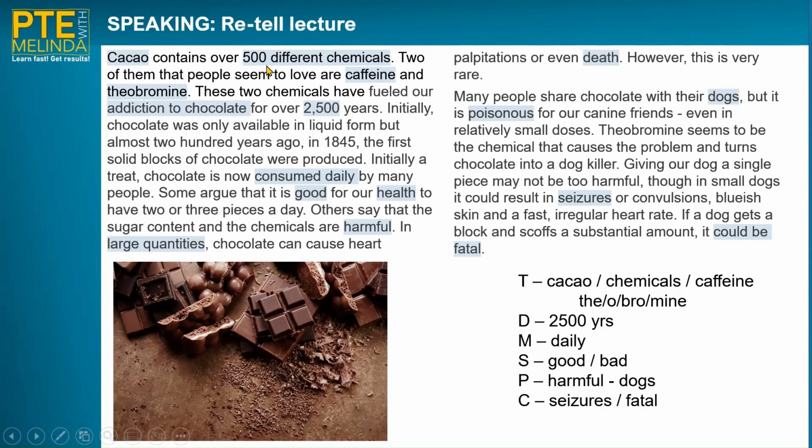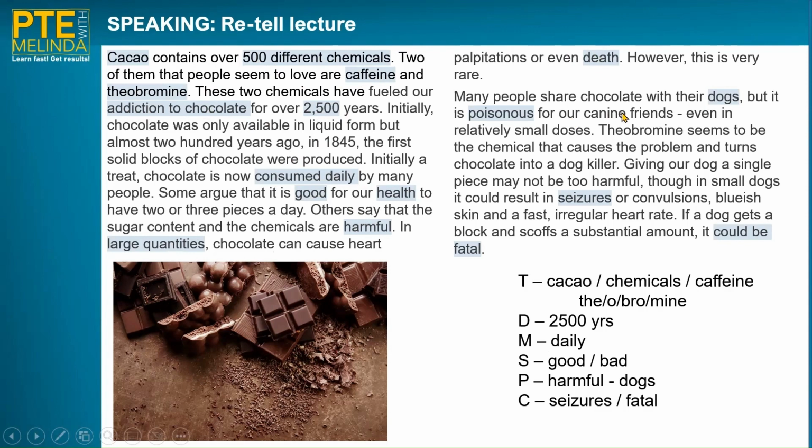So cacao involves over 500 different chemicals. Some of the key chemicals are caffeine and theobromine. We've been addicted to chocolate for over 2,500 years. We consume it daily now. Some people say it's good for our health. Some people say it's harmful. However, in large quantities, it can cause problems or even death.